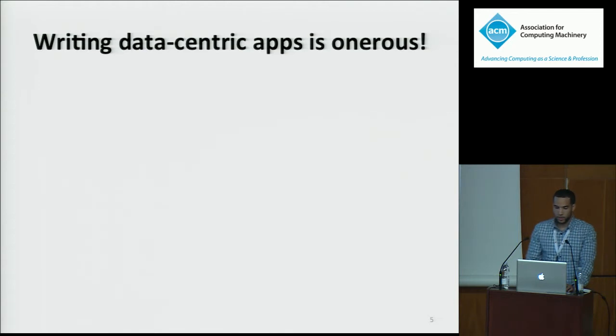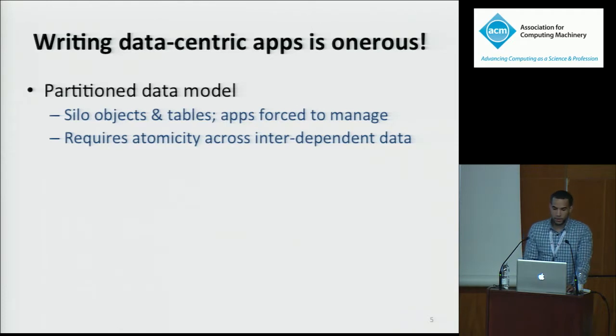As I showed on the previous two slides, writing a data-centric app is onerous. So let me distill the key technical challenges which we must overcome. First, apps must manage a partitioned data model where objects and tables are siloed into different data stores, and there's a need for atomicity across this interdependent data.